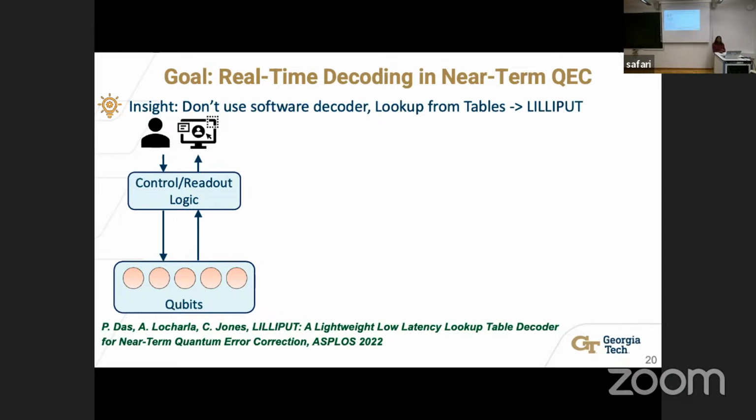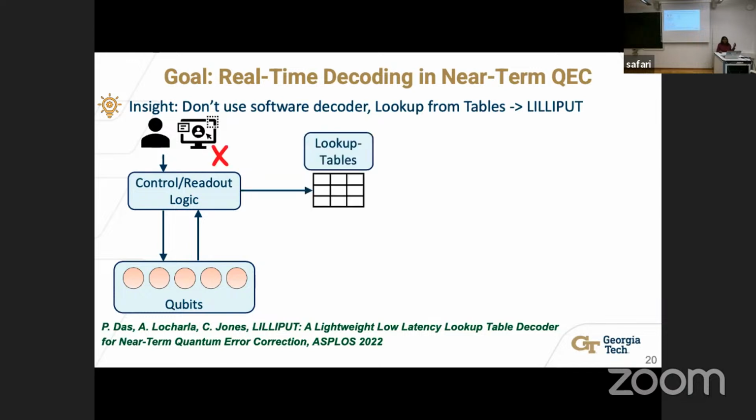Remember, what your decoder is trying to do is take those parity information and understand which error happened on which data qubit and so on. So you're trying to assign errors to those data qubits. You can store those assignments in a lookup table and then look it up from there in real time, which is exactly what we did.